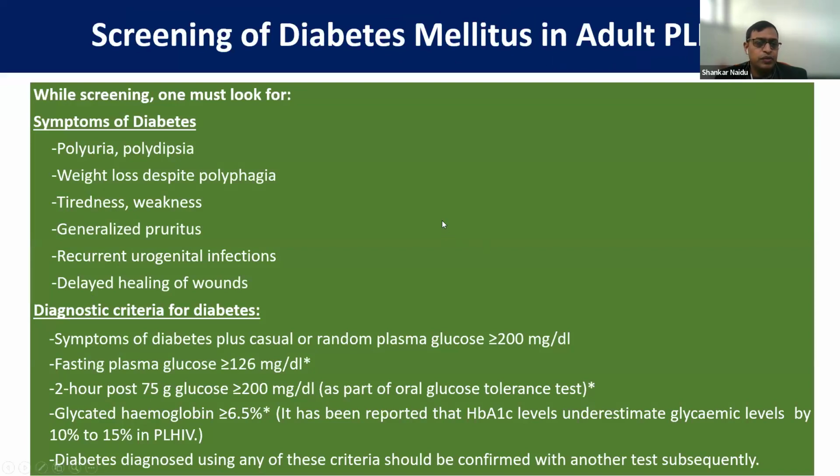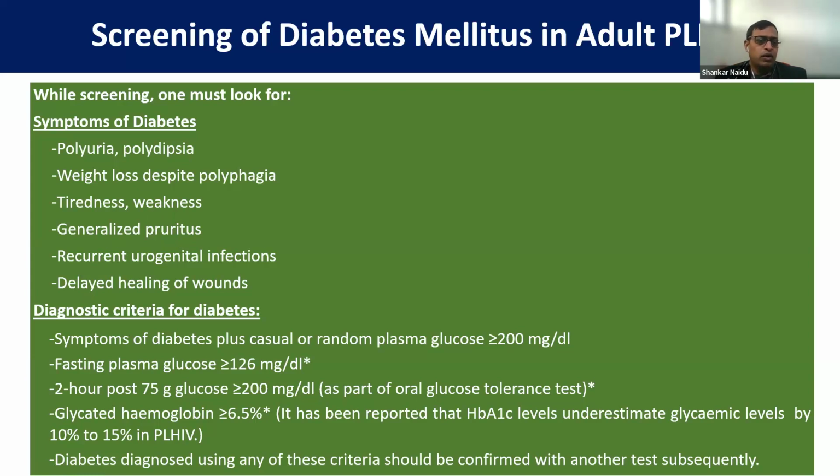So whenever we are screening this patient, one is the symptoms, and the other is the blood sugar testing. So what are the symptoms that we need to remember, which can indicate that there is an underlying diabetes? Most commonly everybody would know that the symptoms of diabetes would be polyuria, polydipsia, and weight loss. Apart from that, the patients can also present with unexplained tiredness or weakness, generalized pruritus, or recurrent infections, most commonly urogenital or sinusitis, or there might be delayed wound healing in these patients. So all of these patients we should screen for underlying diabetes status.